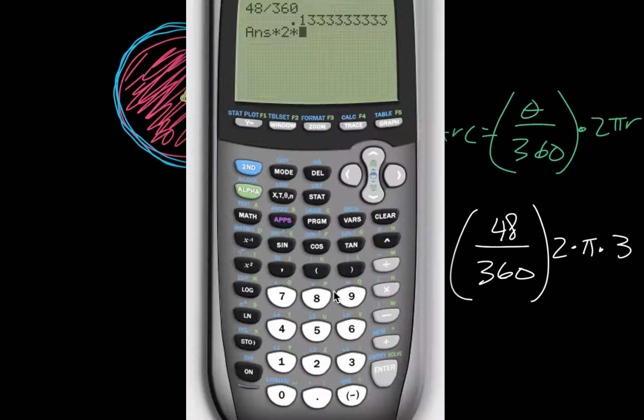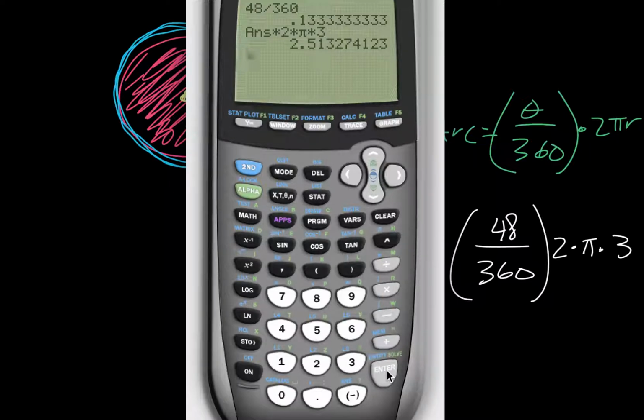Where'd pi go? Oh, I'm not used to this calculator. I seriously can't find pi. Where did it go? Oh, it's right there. Pi. And then times 3.